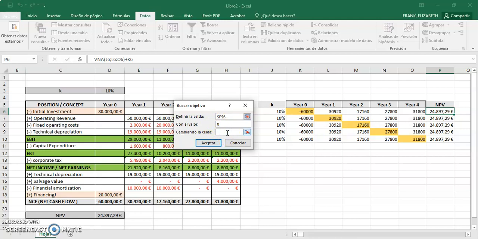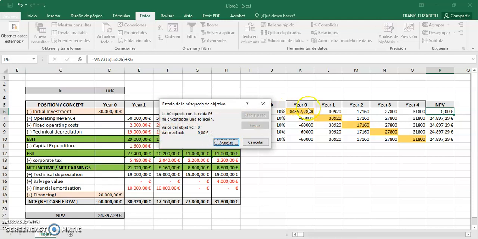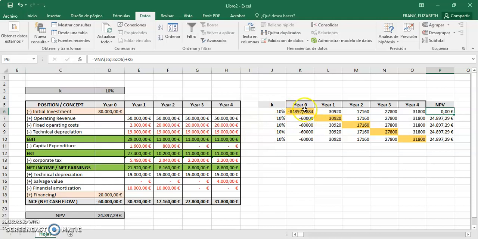And here, cambiando la celda, we indicate for which cell we want to conduct the sensitivity analysis. Okay, we accept and we see, well, here we get a value of minus 84,897. So if we make sure that our initial investment is not a value that is higher than 84,897, then we make sure that this investment is going to be a positive investment. Okay, so with this value, we could now put together our interval for the sensitivity of the initial investment outlay.